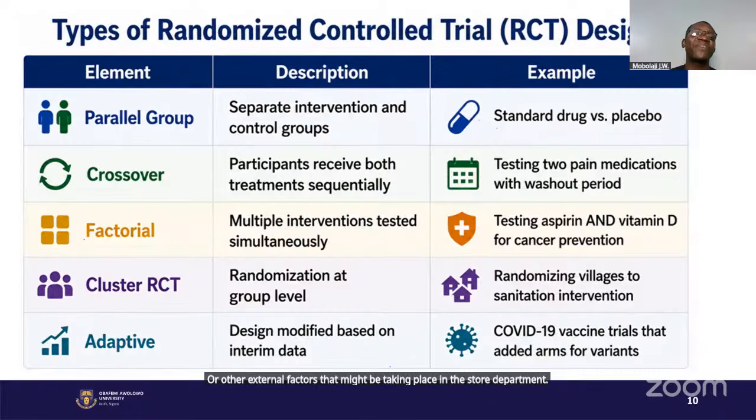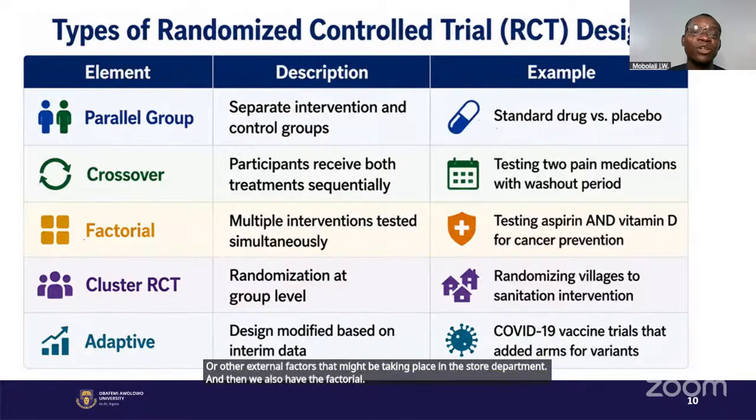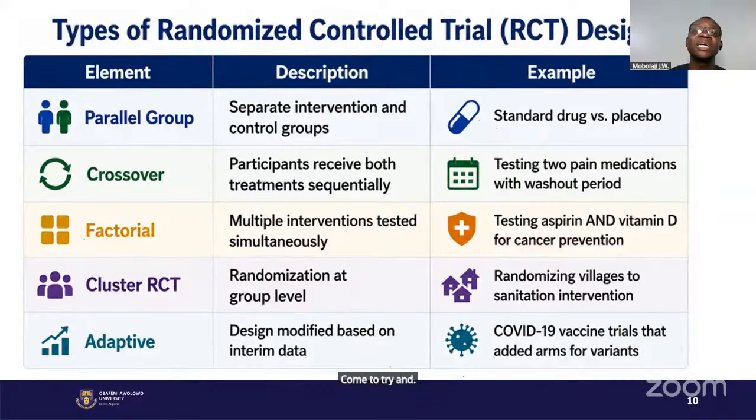And then we also have the factorial randomized control trial. And this has to do with a situation where you have multiple interventions being tested. You have a placebo, and then you also have more than one intervention. You want to look at drug A and drug B, which one is more effective, and then compare to the control group.